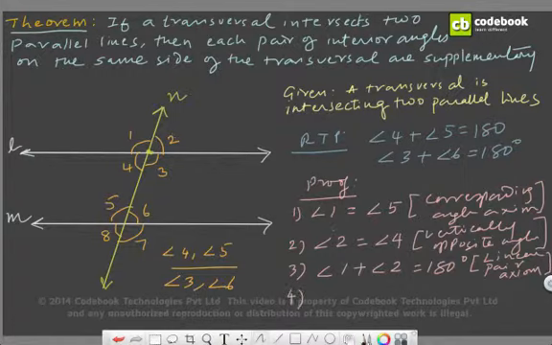Substituting 1 and 2 in 3, we can also say angle 4 plus angle 5 is equal to 180 degrees, because angle 1 is equal to angle 5 and angle 2 is equal to angle 4. In this way, we are able to prove that the sum of the interior angles on the same side of the transversal is equal to 180 degrees, or they are supplementary. You can apply the same logic to prove angle 3 plus angle 6 equals 180 degrees, and I'll leave that as an exercise for you.